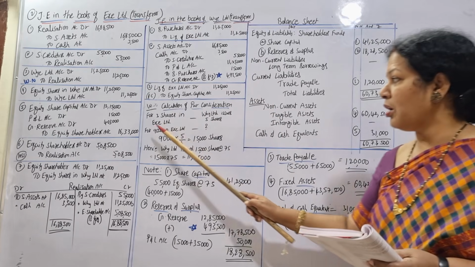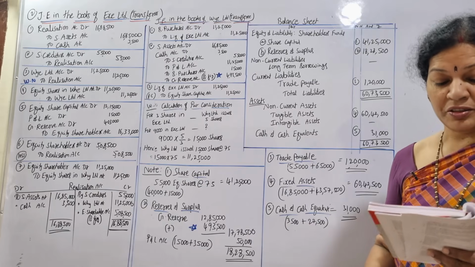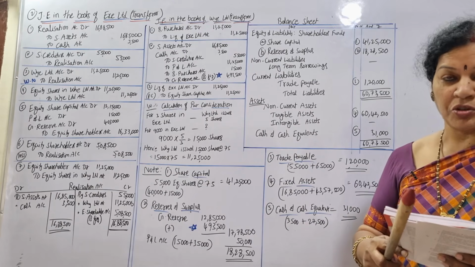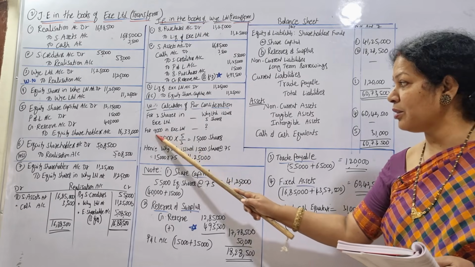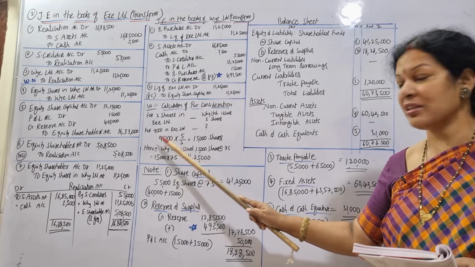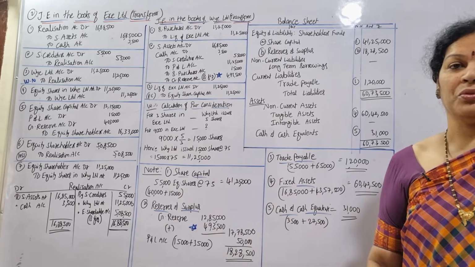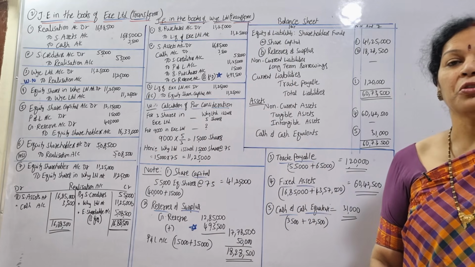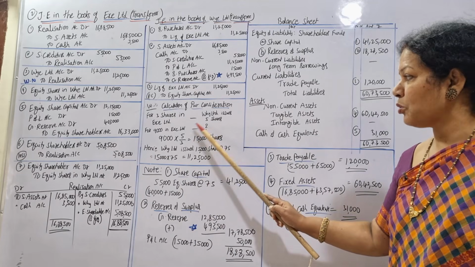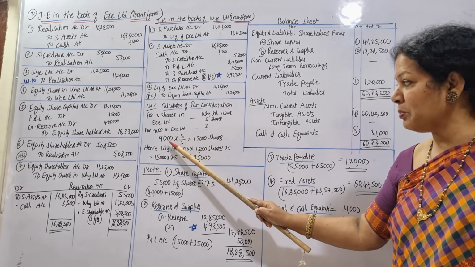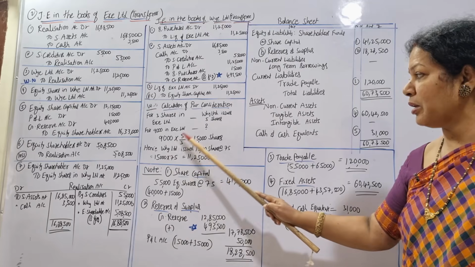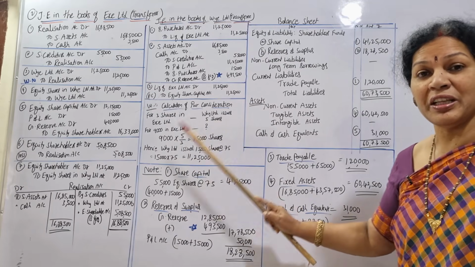So total how many shares are there for X Limited? X Limited is having a total of 9,000 shares. For 9,000 shares of X Limited, what is the amount going to be paid by Y Limited? That you have to calculate. So for 9,000, how much? It means 9,000 into 5 by 3, it is coming to 15,000 shares.